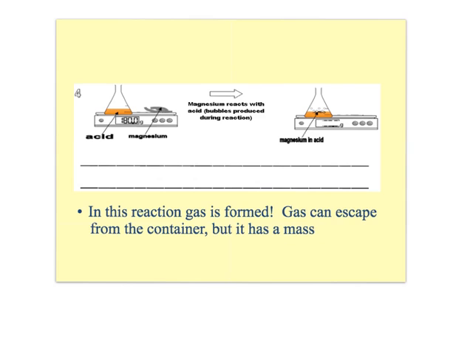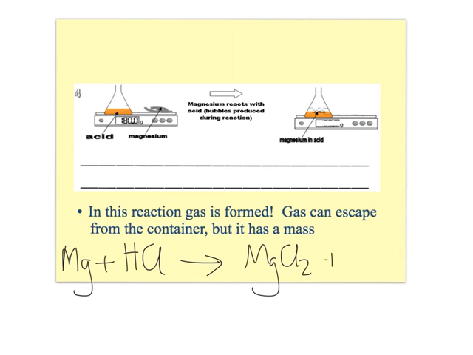Now these ones are the ones to watch, and there'll be another lesson on this coming up soon. In this reaction, a gas is formed, okay? So this reaction here is magnesium plus acid, HCl, going to magnesium chloride plus hydrogen gas. Okay, so and that is aq, that's aq, that's a solid. Right, so we're going to have two of these.